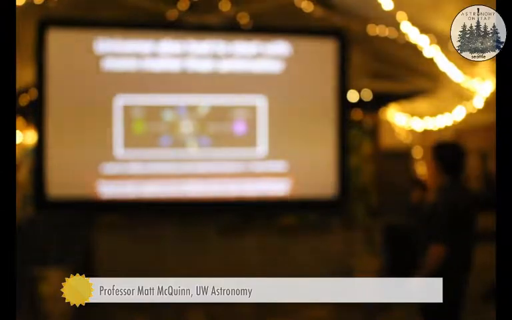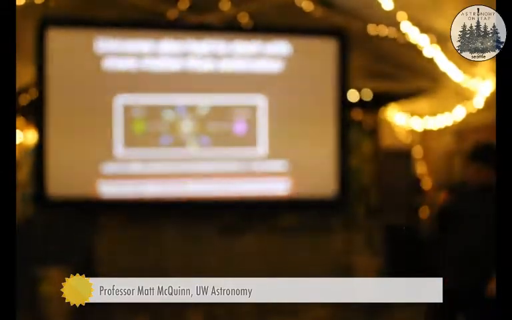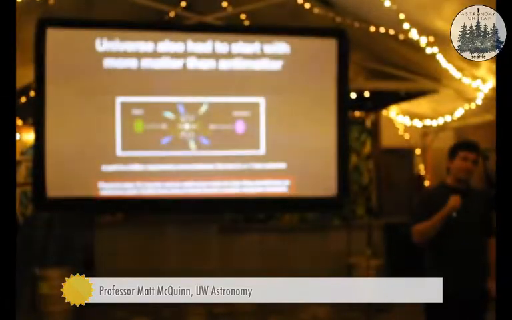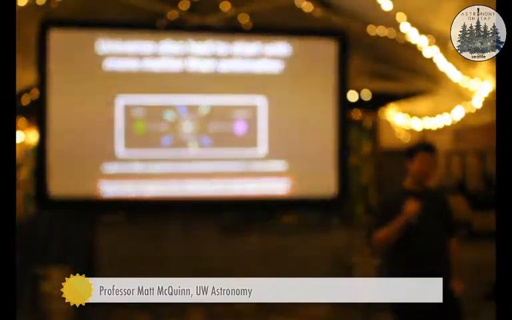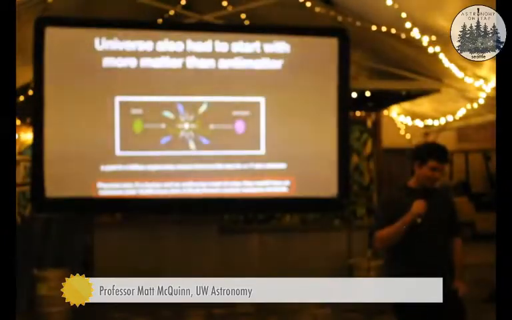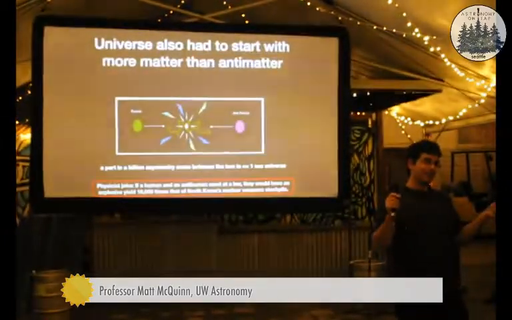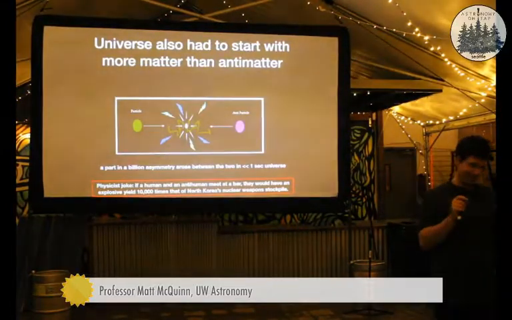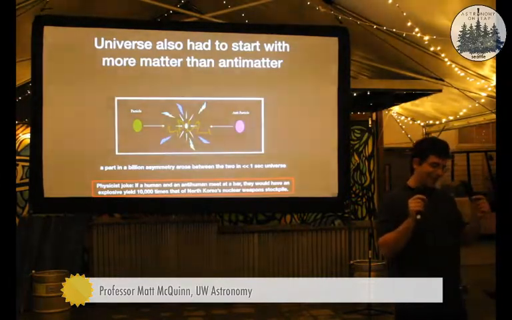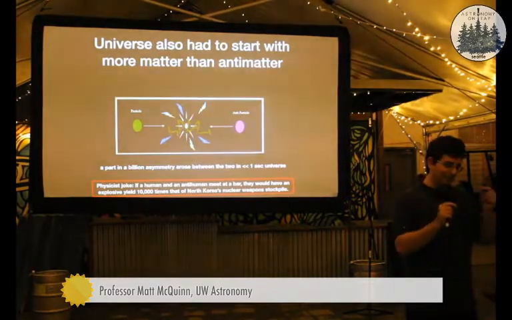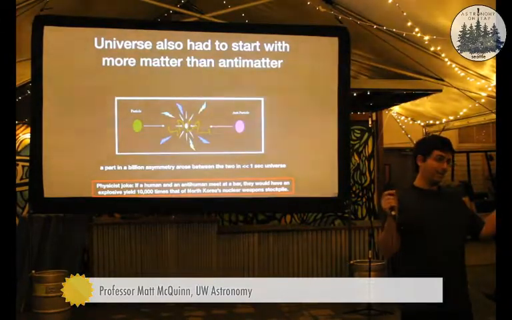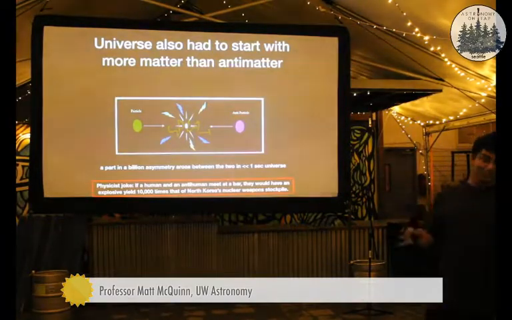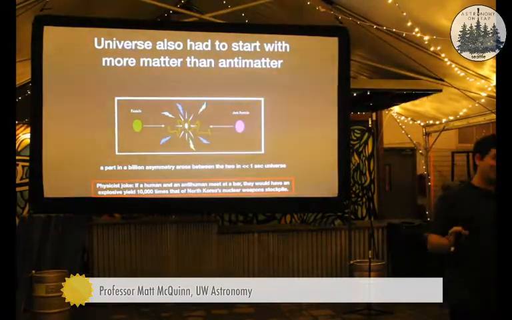Okay, another coincidence. If you've taken a physics class, you may have learned that there's this symmetry: for every particle, there's an antiparticle. If an antiparticle and a particle came together, it's bad. If I have a gram of stuff, and I bring matter and antimatter together, that's as much energy as the Hiroshima nuclear bomb. If we had matter and antimatter in this room, it would be really, really bad.